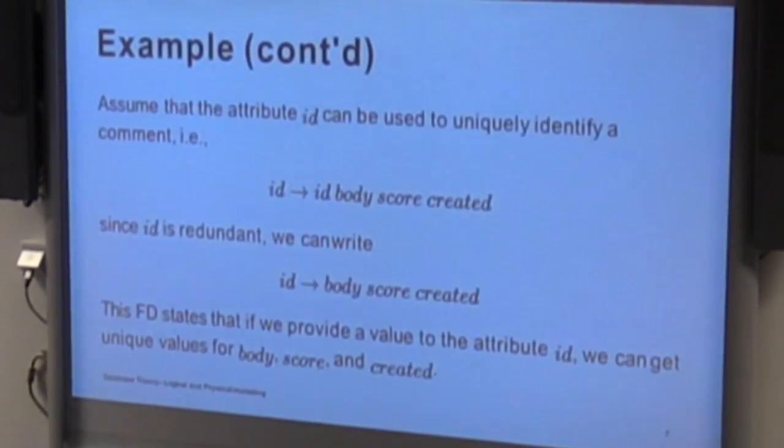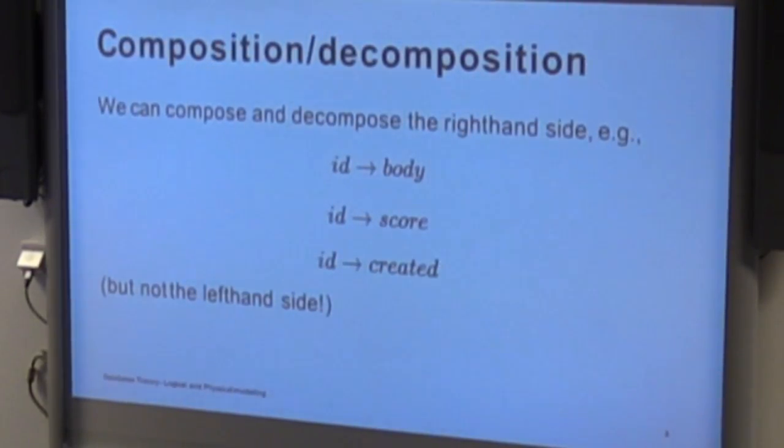But since ID always can sort of point out itself in this case, we can remove the ID from the set of attributes that it is determining. So ID is determining body, score, and created. Which means that each of those, body, score, and created, are functionally dependent on ID. And that is also a way of looking at it.